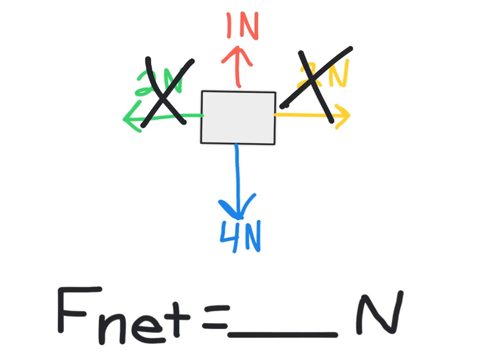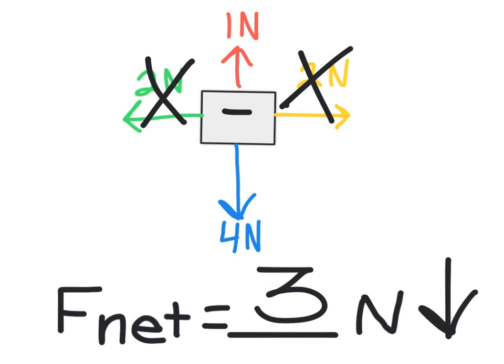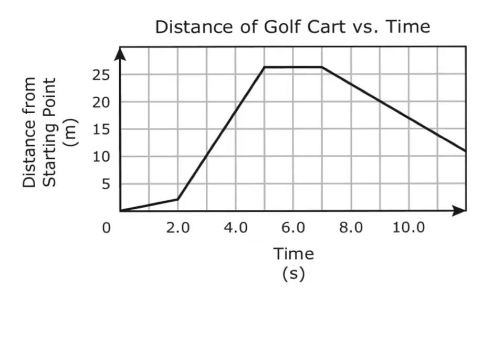That means the only forces left acting on this object is the 1 Newton force pulling up and the 4 Newton force pulling down. In order to find our net force, we subtract. So 4 newtons minus 1 newton means our net force is 3 newtons, and the object is going to be moving downwards. Now we're going to analyze a motion graph.